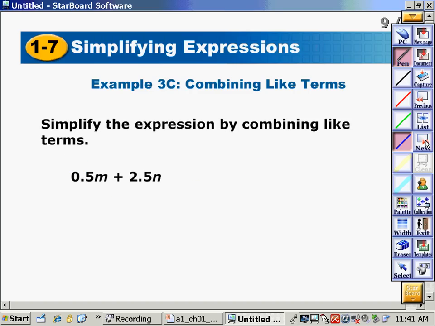Next example, we have decimals, but if you notice, we have an m and we have an n, and those are not the same letter. I love these problems. The beginning is the end, and we cannot combine that in any way. That is the answer.